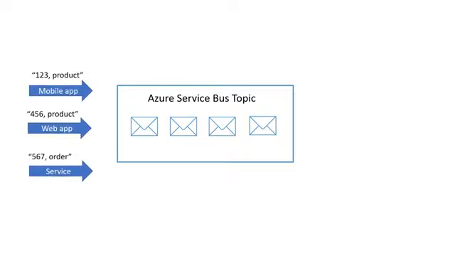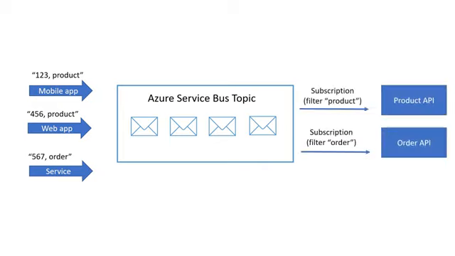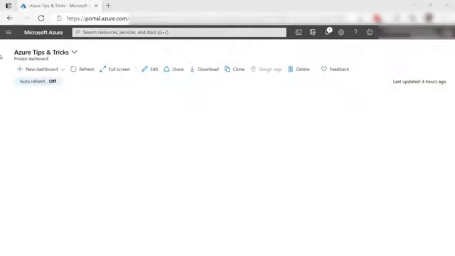Applications like mobile apps and APIs send messages to Azure Service Bus topics with different subjects. Backend applications subscribe to message topics and read and delete messages. This mechanism decouples application components to make them more available and scalable. Let's see that in action.